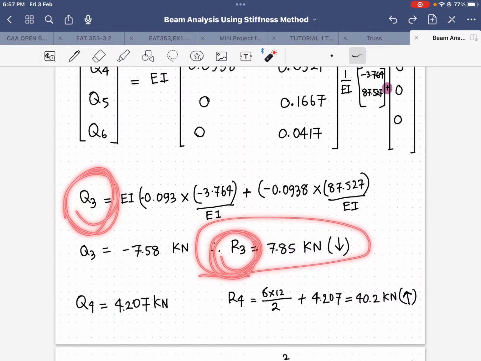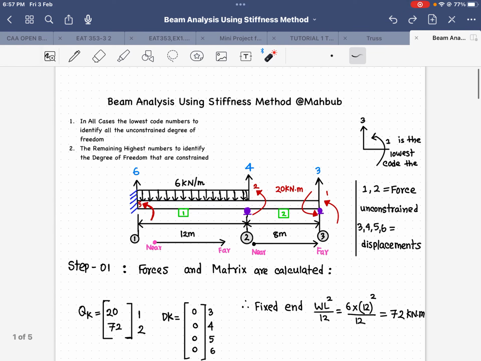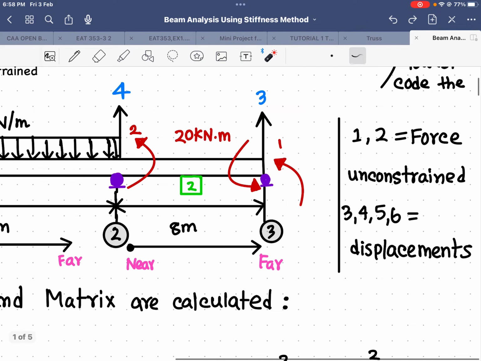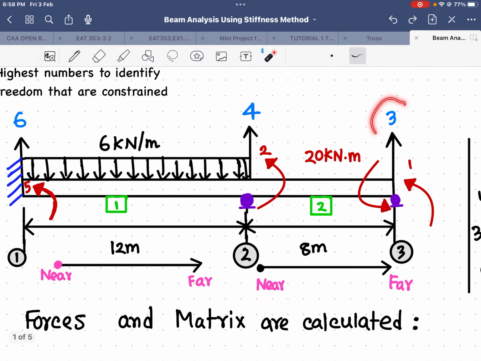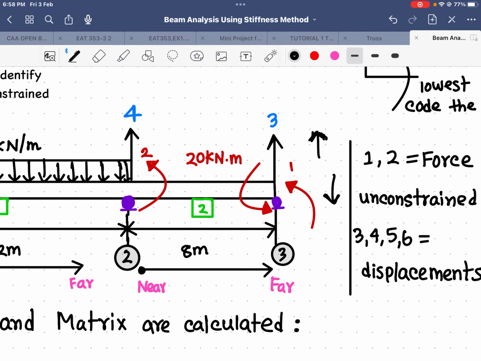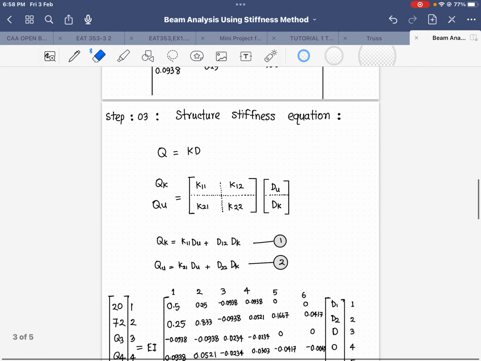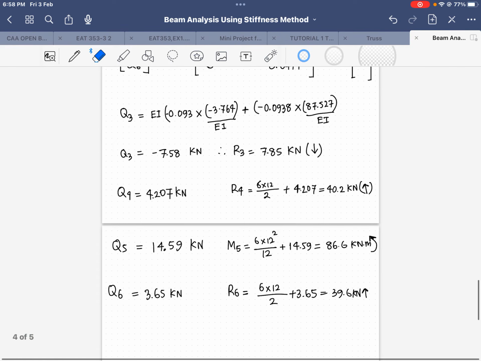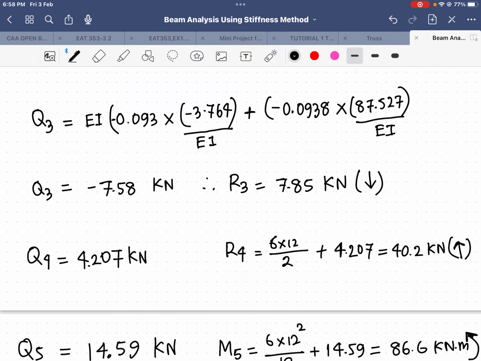All right, so in this case q3, we have to find out the reaction. How do I do the reaction? You see, come here. This is the 3, right? We know the value, right? If it is up and down, it will be the same value. So that's why our reaction value is the same as Q3. Hope you understand.